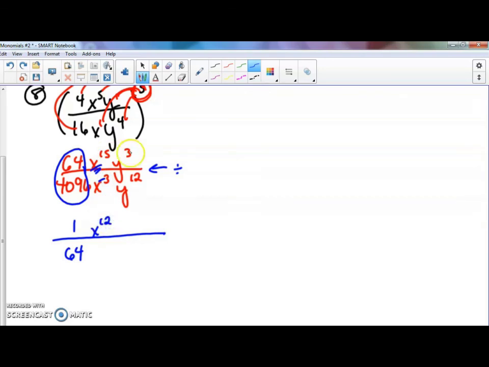Same with the y's. We look at the y. Which y has the larger exponent? The y on the bottom. So y is going to stay on the bottom. And now we subtract. 12 minus 3 is 9. And we're all good. That's our final answer. So whenever we do that, we don't have to worry about any negative exponents. That helps us out. Alright, and one last one, example 9.